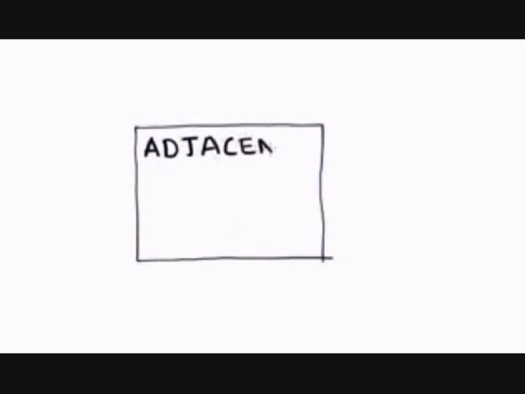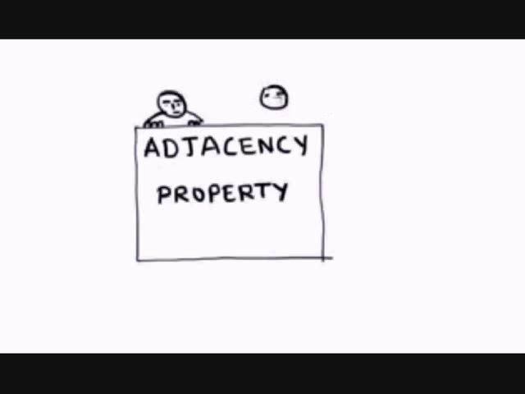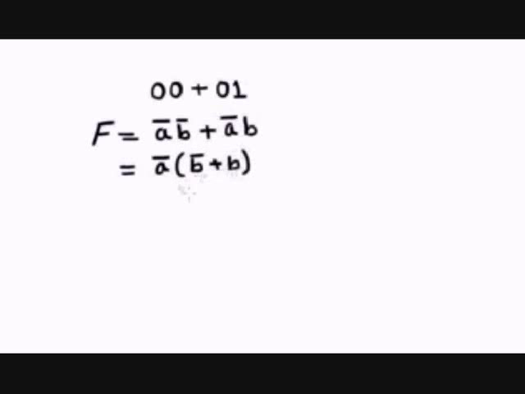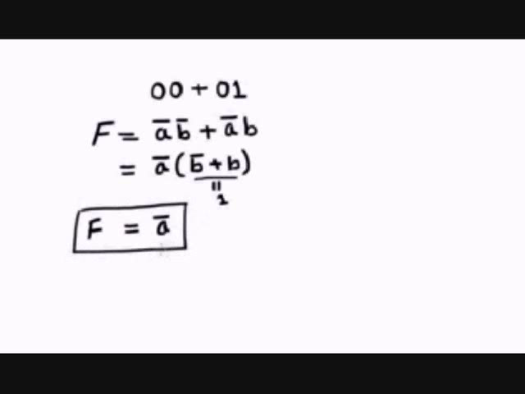That is well and good. The next question is why there is so much importance given to this property. Why are we behind this property of adjacency? To answer that, we'll consider 2 adjacent cells with 0,0 and 0,1. The Boolean function can be written as a bar b bar plus a bar b. We can take a bar out and are left with b bar plus b. We know that b plus b bar is 1, so we'll get the Boolean function as a bar only. So the expression is reduced. That is why the adjacency property is very important.